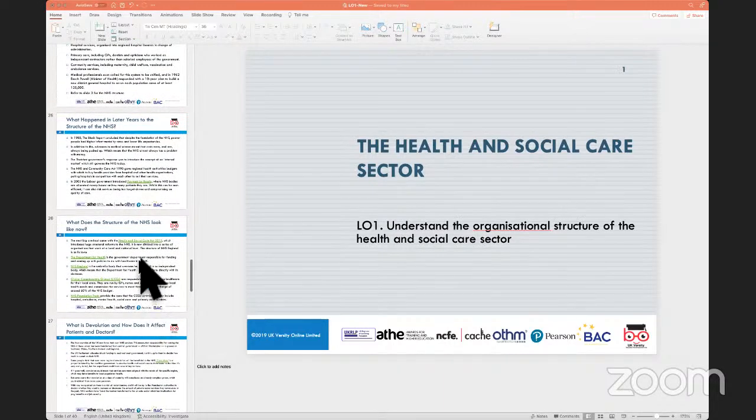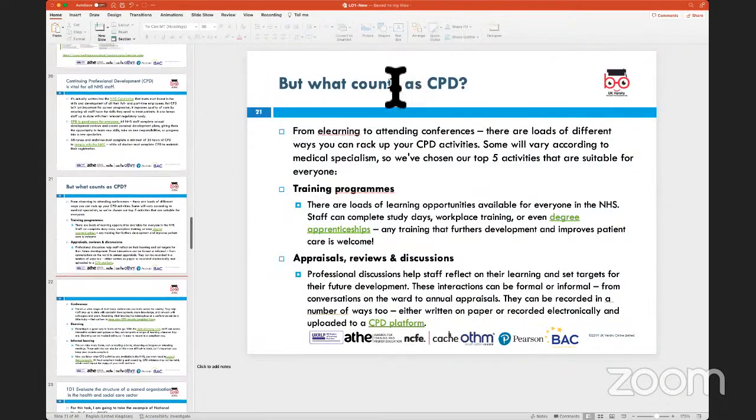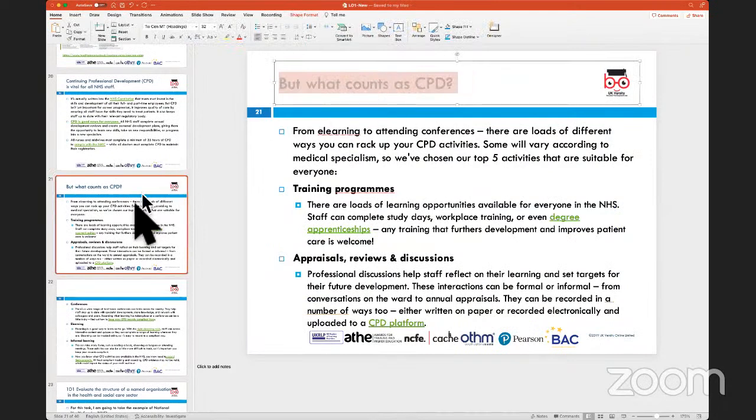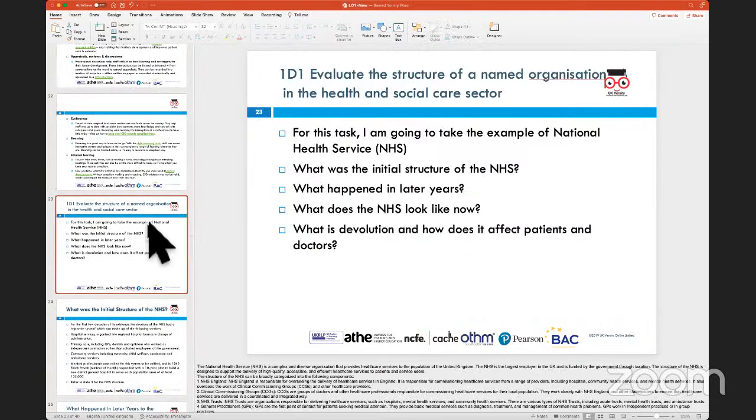Okay, so let's get to the bit that we were discussing. Have we understood what is CPD, career professional development, and why is it important within the health and social care sector? All right. Now, one of the last assessment criteria that we are looking at covering today is evaluating the structure of a named organization, in order to crystallize our understanding of what we've studied in learning outcome one. Now, this is a distinction task. It is not a separate task.